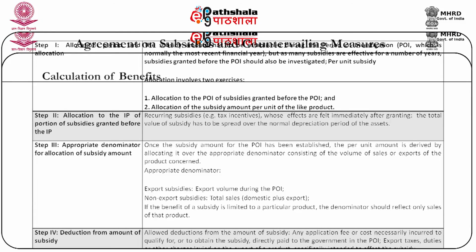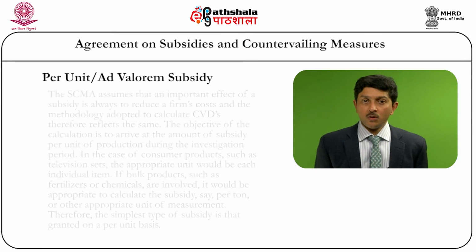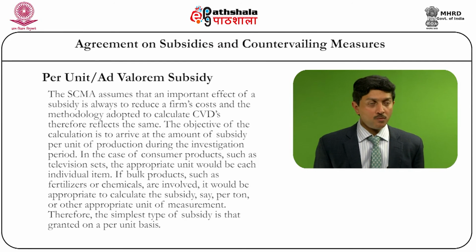For export subsidies, the export volume during the POI will actually form the denominator, whereas in the case of domestic subsidies, the total sales may actually be used as the denominator. The total sales may include the domestic sales and the export sales. So the SCM agreement gives a huge amount of importance to calculating the exact amount of subsidization. The objective of calculation is to arrive at the amount of subsidy per unit of production during the investigation period.